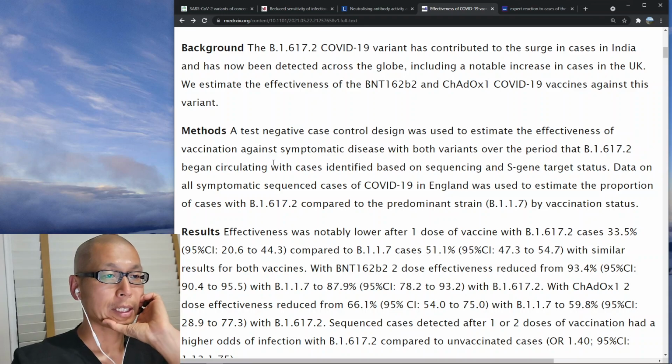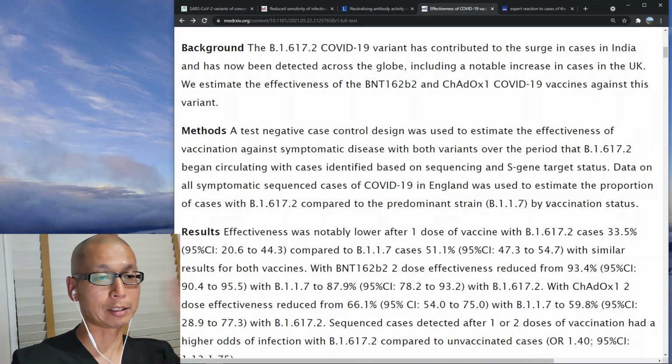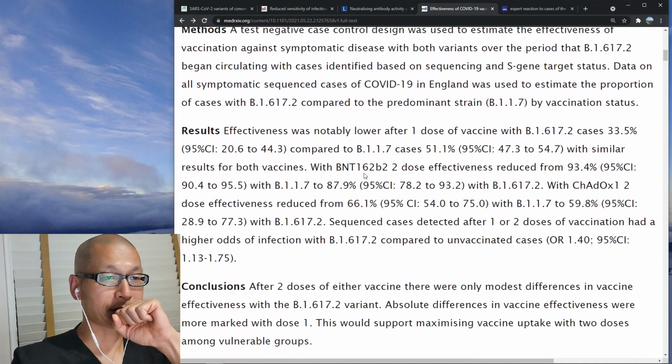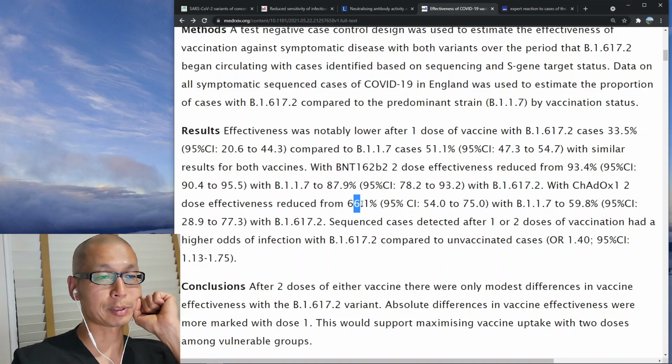So what they did here is they looked at how many of the people that had been fully vaccinated or half vaccinated, so they had one dose in the UK, were getting this Delta variant. They said that with two doses, it was still highly effective against the B.1.1.7, and it was still effective against the Delta variant. So 90%, that's pretty good. This is the AstraZeneca vaccine, that's 66% to 60%. But when they had only one dose, it was only 33% effective.